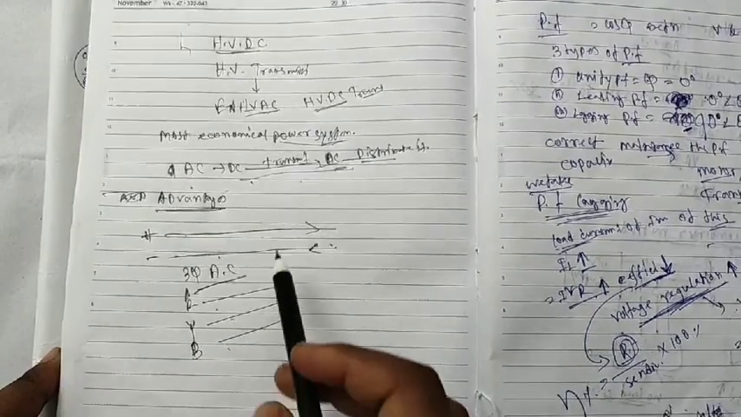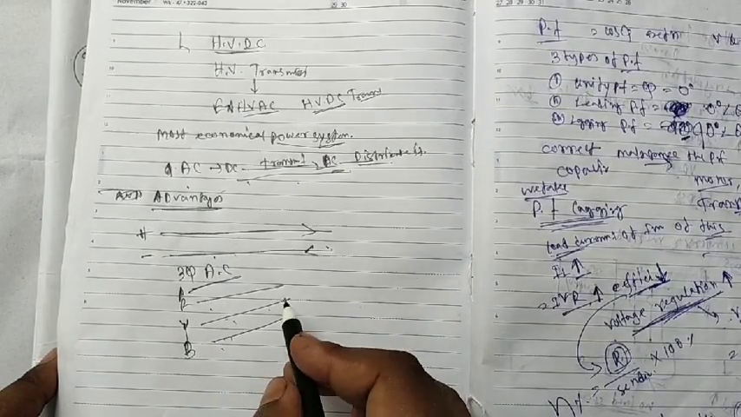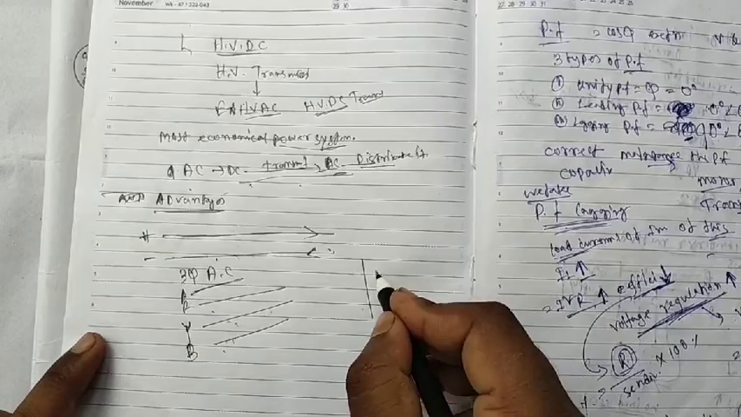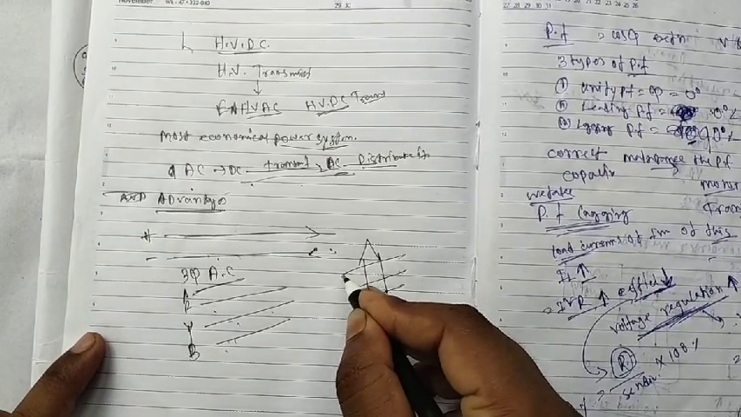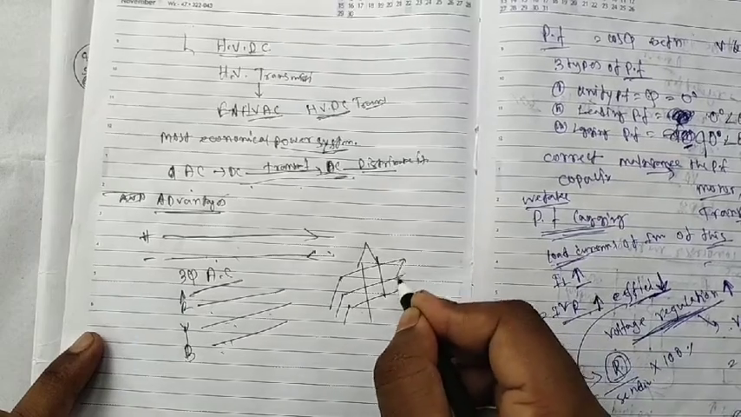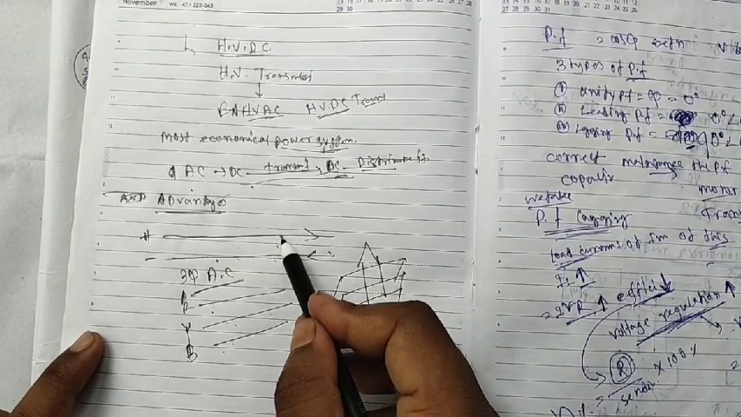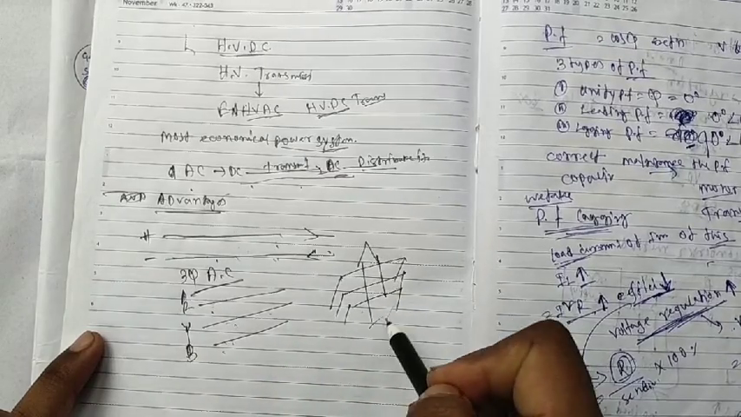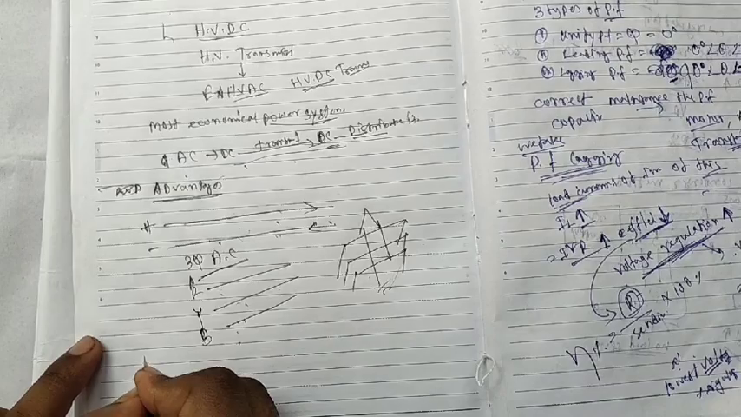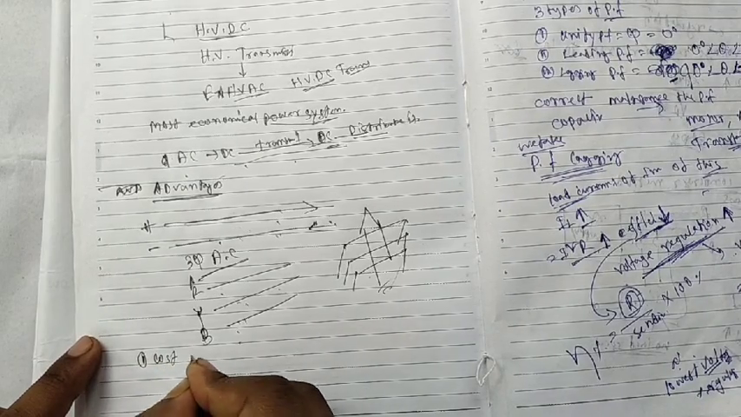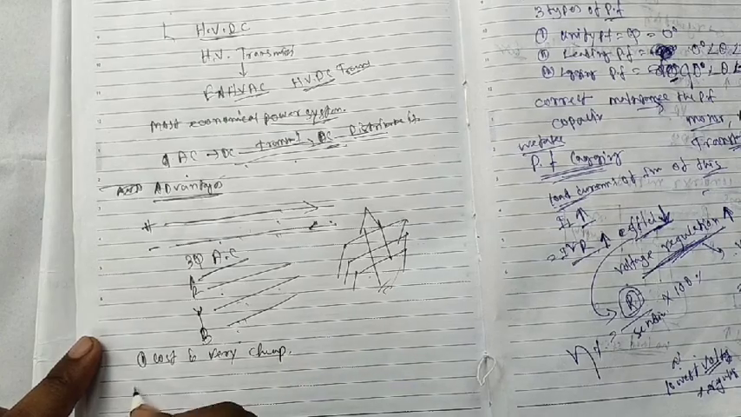So we use only two wires, not three wires or a double circuit. In AC with a double circuit, here also three phase, here also three phase. In DC transmission only two are needed, one phase and one neutral, and no double circuit. So the first advantage is that the cost is very cheap.